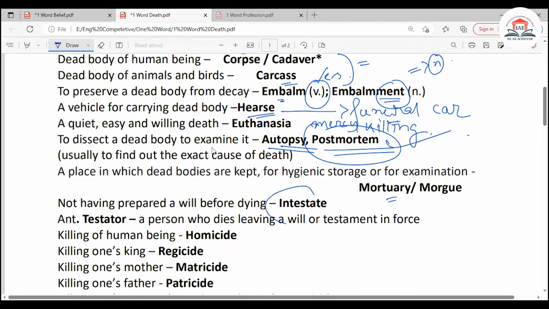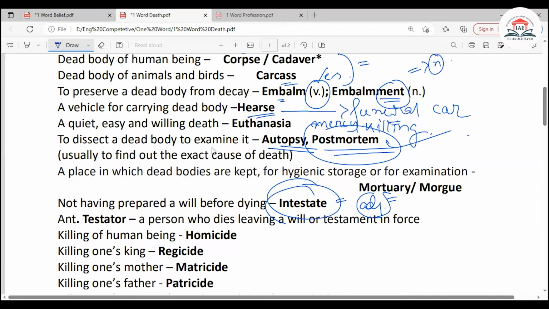Intestate. Intestate is an adjective, right? This is not a noun, like in the earlier words. A person dies intestate. That means a person has no will to distribute his property among his or her predecessors. Nice. So this is really a problem. If someone dies without making a will, then how his or her property will be divided among his predecessors is a real trouble. And in that case, the person is called a person dying intestate.